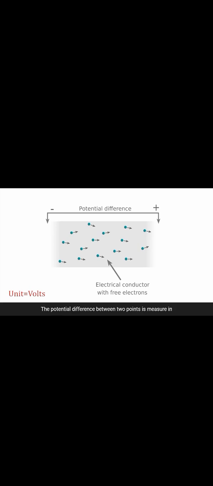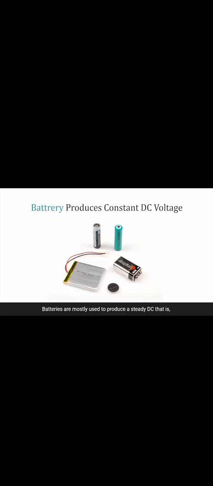The potential difference between two points is measured in volts. The greater the voltage, the greater is the pressure or pushing force, and the greater is the capacity to do work. A constant voltage source is called a DC voltage, and the unit is volts. Batteries are mostly used to produce a steady DC, that is direct current, such as 5 volt, 12 volt, 24 volt, etc. While AC, that is alternating current, is available for domestic house and industrial power and lighting as well.